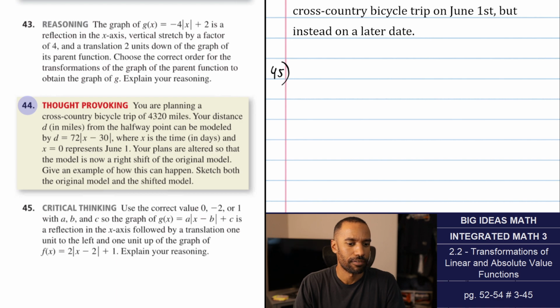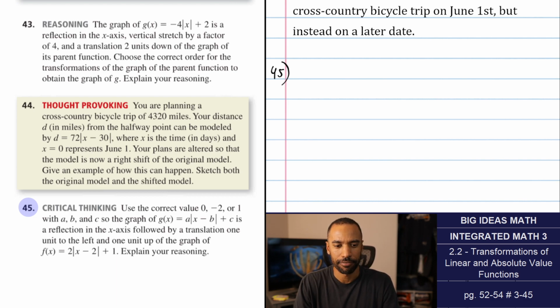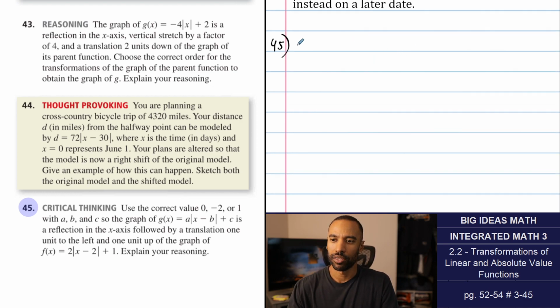Use the correct value, 0, -2, or 1, with A, B, and C, so the graph of g of x is a reflection across the x-axis followed by a translation 1 unit to the left and 1 unit up of the graph of f of x. Explain your reason. Okay, here's what I'm going to do.